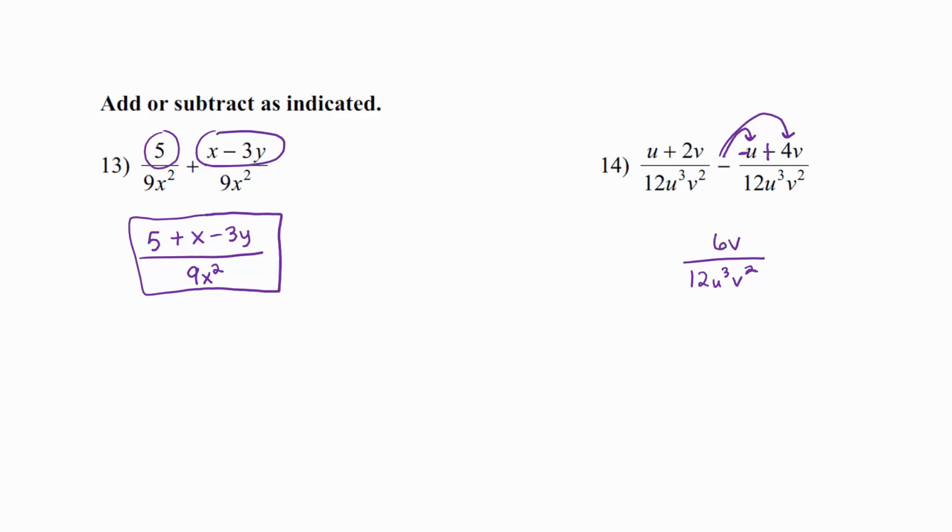Now since it left me with a 6v, I actually have something I can simplify now. If it's not addition or subtraction on top or bottom and all we have is multiplication, we're allowed to take these v's and cancel, and we're allowed to take the 6's and cancel. It's only if it was 6 plus v that we wouldn't be able to do it, because then we'd have to look for another 6 plus v. But we're allowed to say this and this cancel, this and this cancel, and that leaves me with 1 over 2u cubed v. So that is our answer.